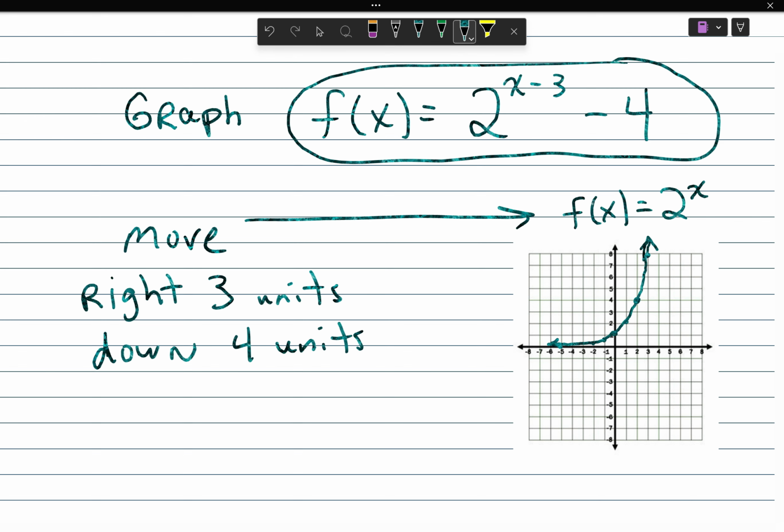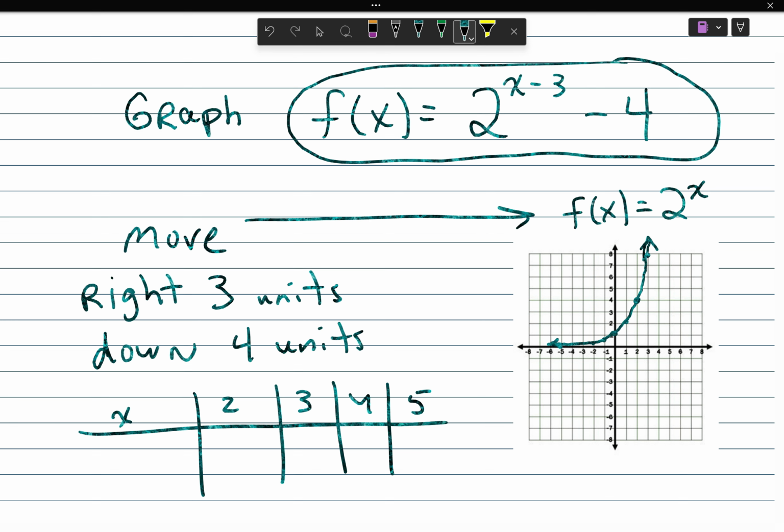All right, and then you can also just calculate a few ordered pairs just for accuracy. So we have x, maybe I'll calculate 2, 3, 4, and then 5. So what's our function? y is equal to 2 to the x minus 3 minus 4. So if we plug in 2 for x, go ahead and do that work on the scrap paper on the side somewhere. You should get negative 3.5. Plugging in 3 gets you negative 3. Plugging in 4 gets you negative 2. Plugging in 5 gets you 0.